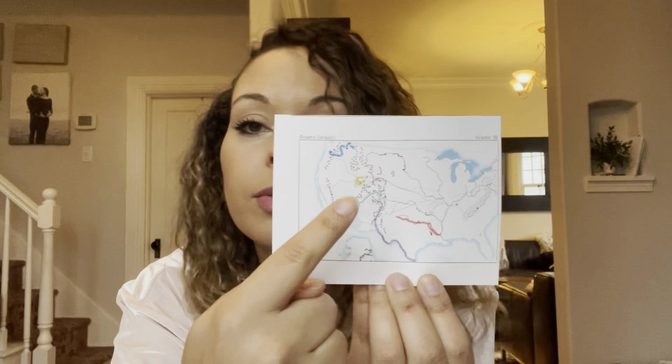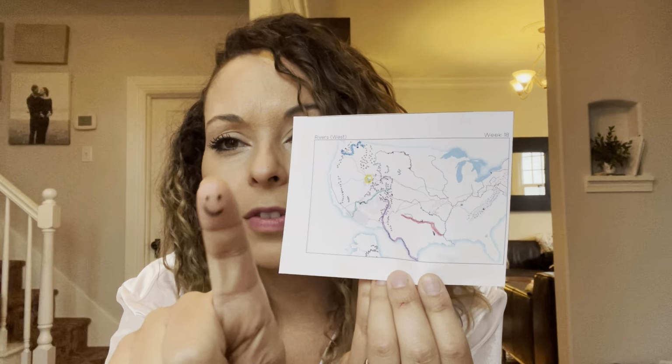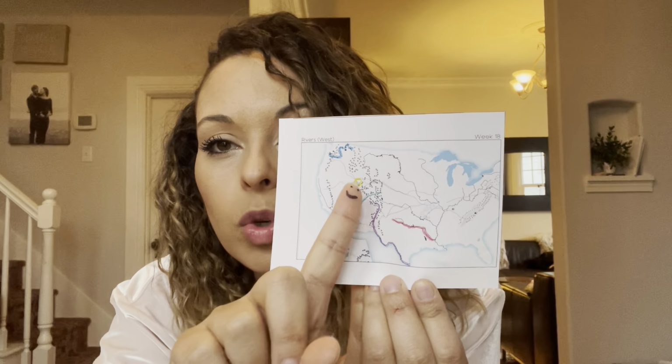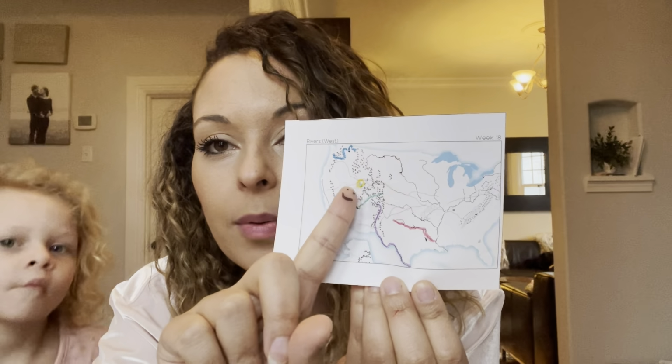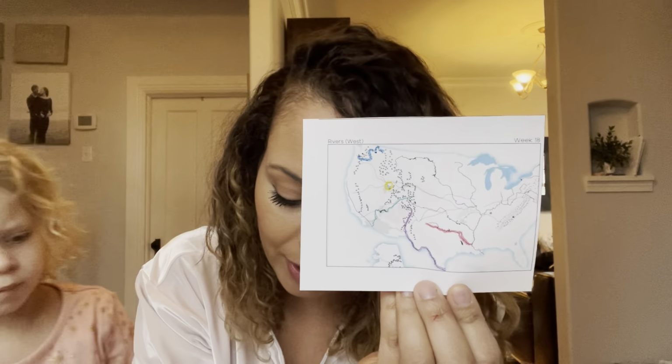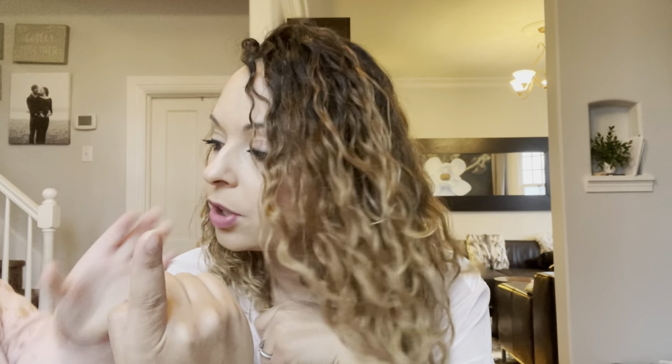1 second, honey. And then we have, last but not least, the Great Salt Lake. And we have little fishies that live in the Salt Lake. So it's gonna go in the Great Salt Lake, which is right here. Okay. And that is how we do rivers.